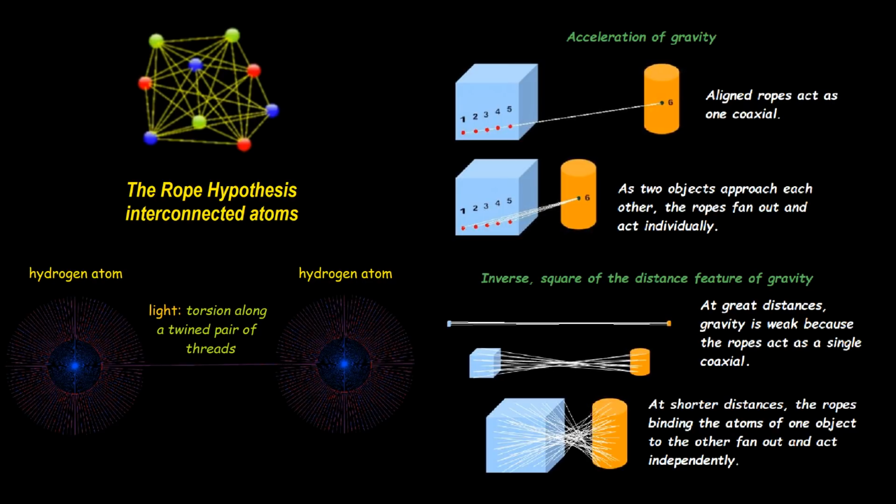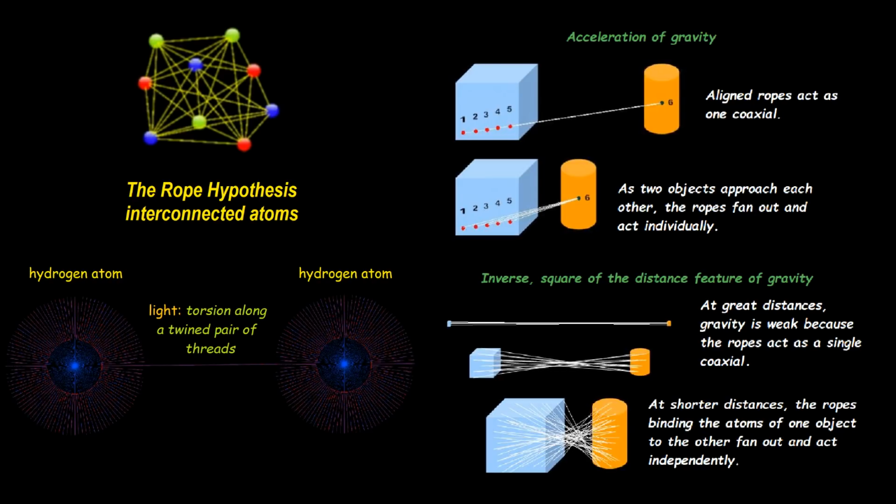When the atoms expand and contract, they torque the rope. And that's the signal that arrives at another atom, and that's what we will call light. Upper right, we have the acceleration of gravity. When atoms are aligned on the same axis, essentially what you have is, in this case, one atom, number 1 and number 6, are pulling on each other. 2, 3, 4, and 5 are as if they do not exist because they're on the same axis.